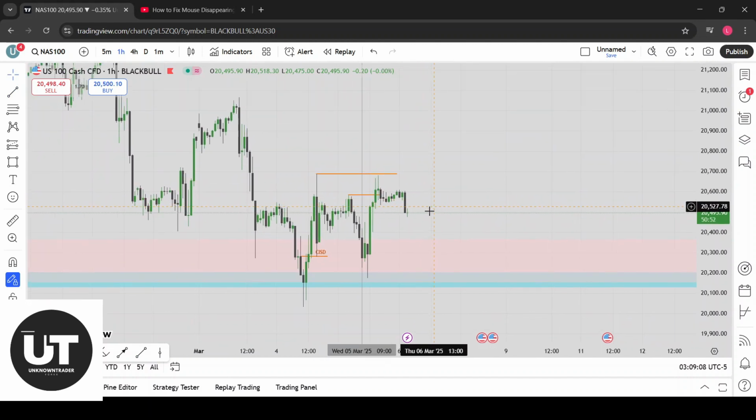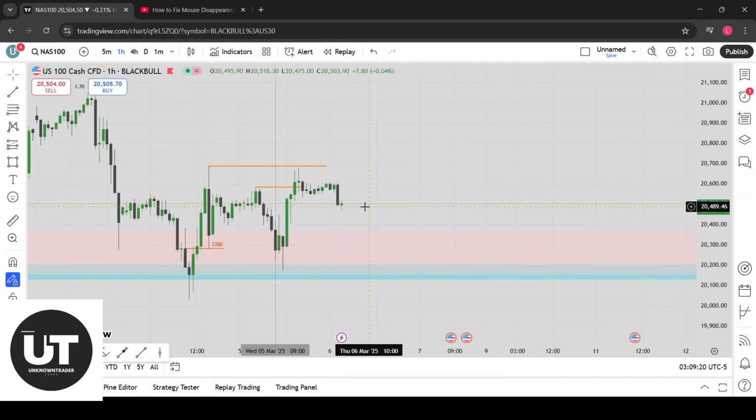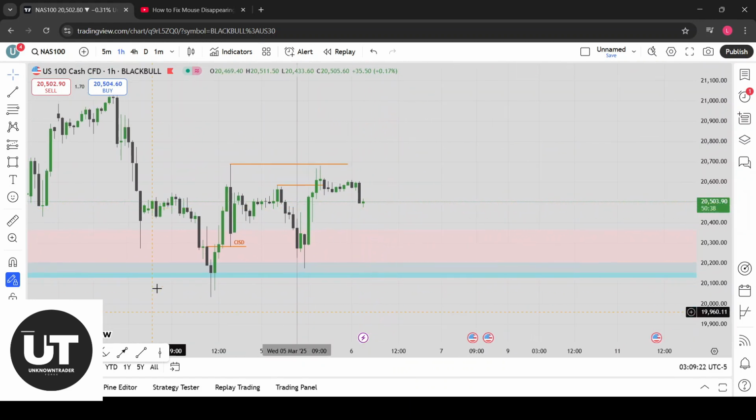Now, 9 a.m. New York time, I'm looking at the market. It's about 4 p.m. South African time. I'm trying to look for a trade. I'm looking to my left. What's to my left? It's this fair value gap right here. You may not see it as a fair value gap, but it is what it is. It's a fair value gap.